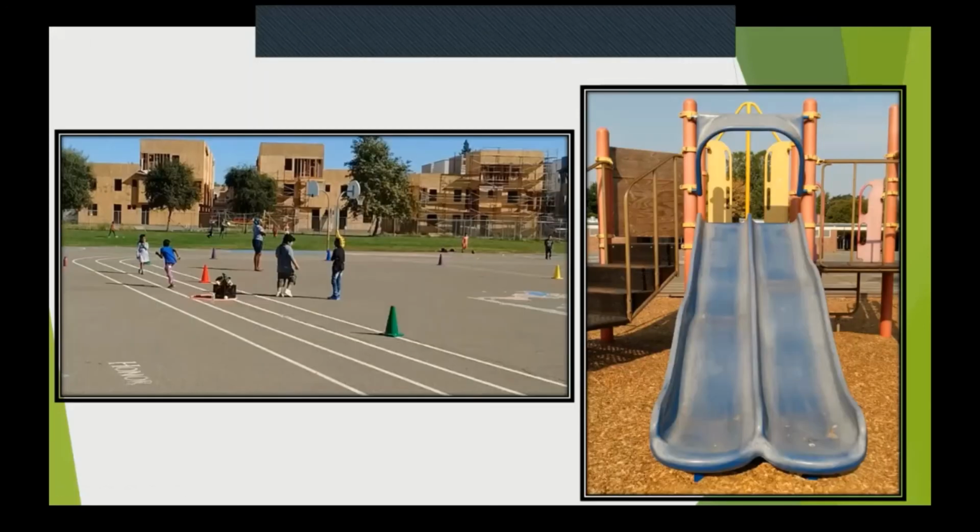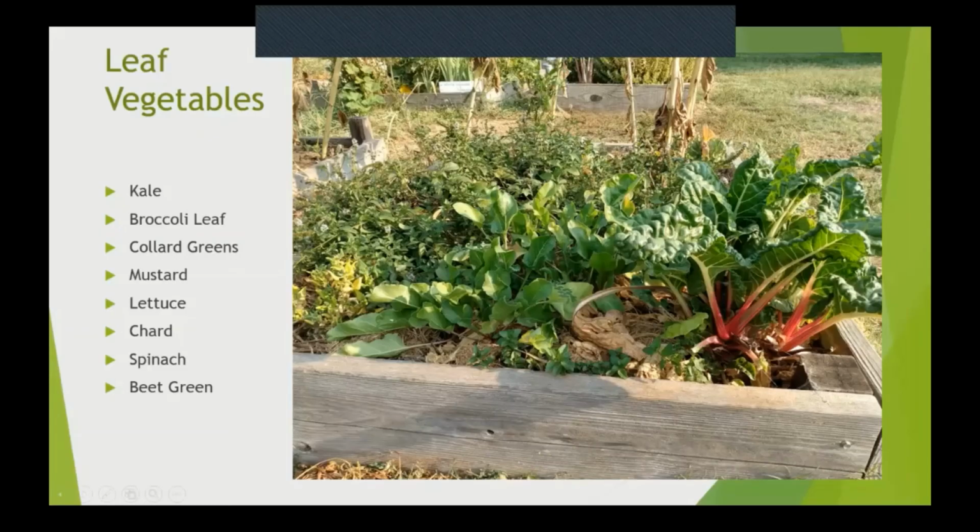So what do we need energy for? Well, if you want to move around, we need energy. Plants too need energy to make the food, to move it around, and to grow. Besides this, leaves are also very rich in vitamins. Green leafy vegetables are very nutritious. So here's a partial list of leafy vegetables that we eat. Kale, the broccoli leaf, collard greens, mustard, lettuce, chard leaf, spinach, and beet green.